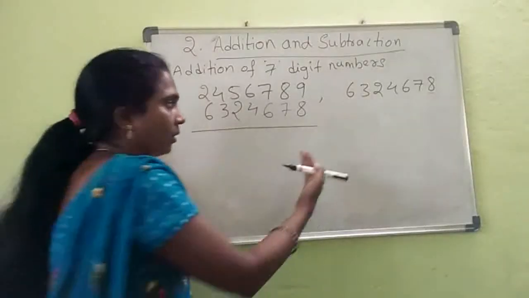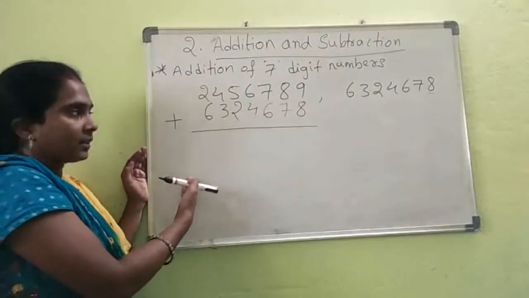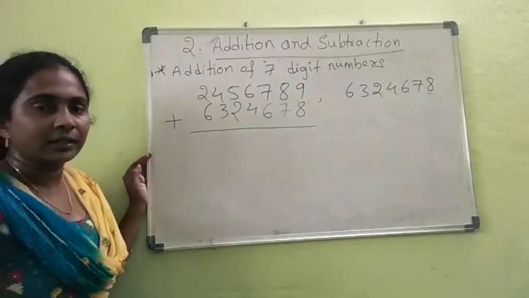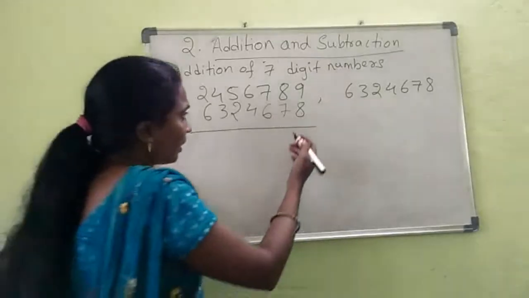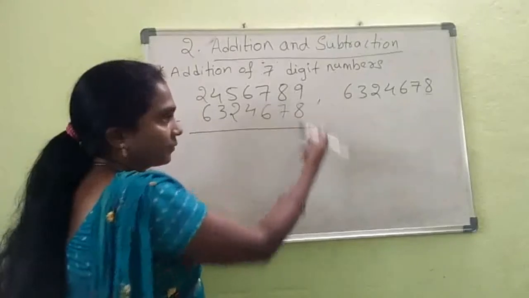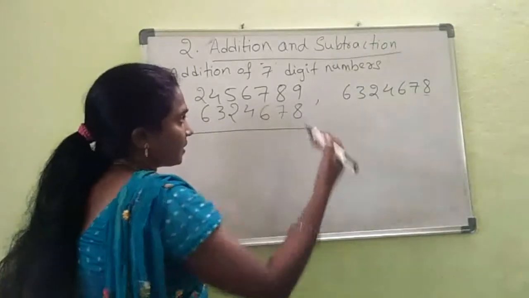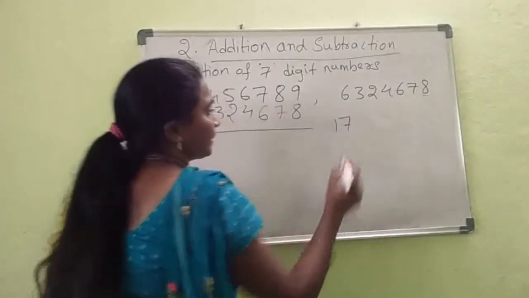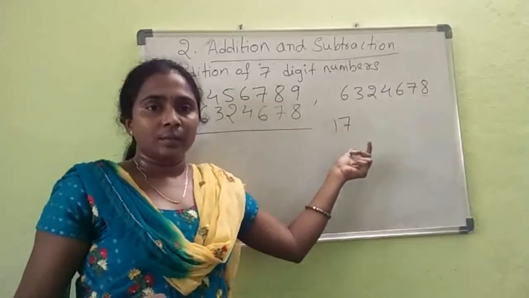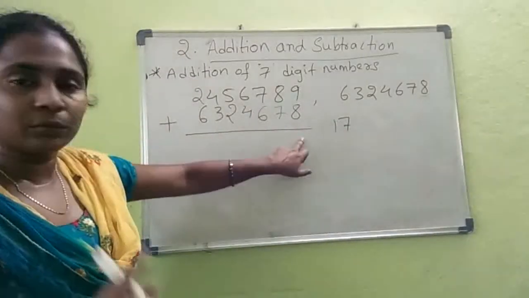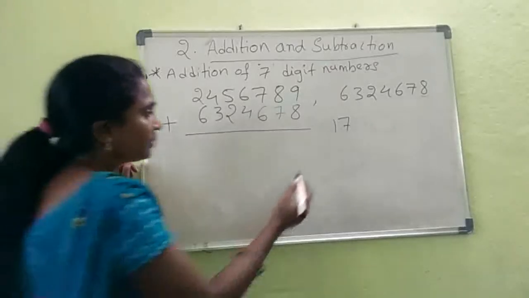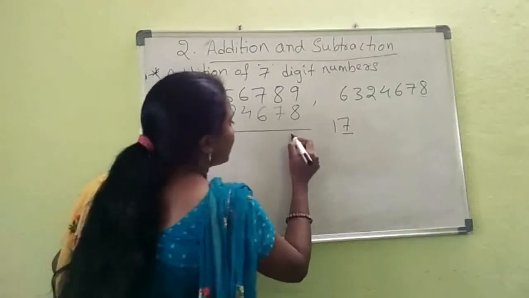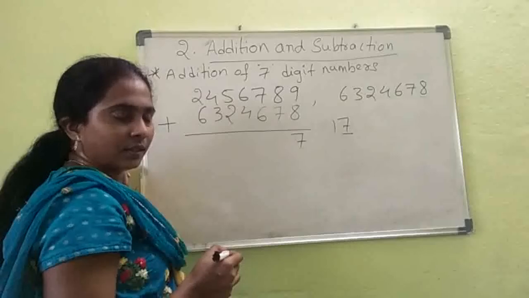So start addition always from the right side to the left side, right? That means ones place, increasing one by one step to the left side, okay? Now see, we'll start with the ones place digits, right? 9 plus 8, that is 17. We got a 2-digit number, right? But here we have to write only one digit, right? So I will take the ones place digit from this number. What is the ones place digit here? 7. So I will write here 7, right?